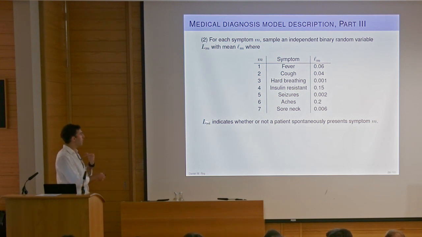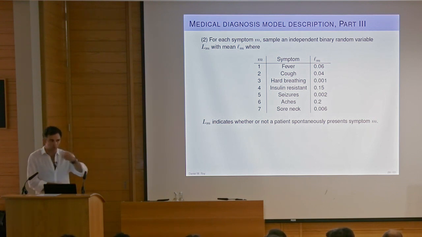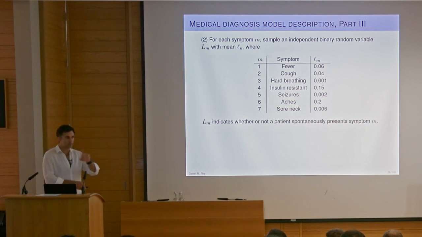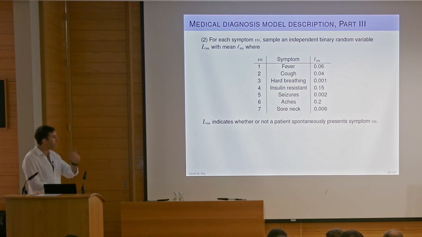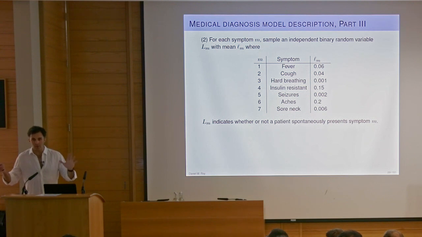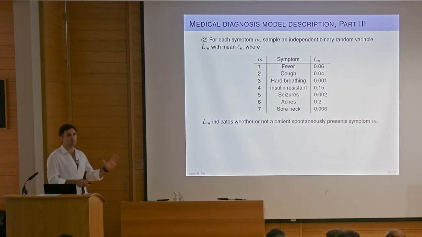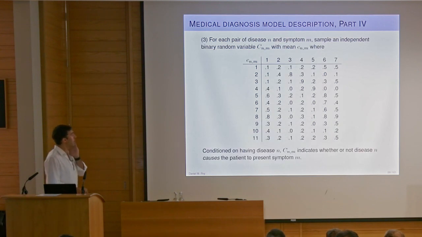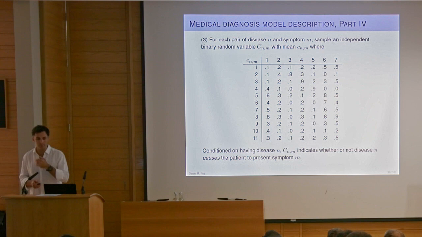So what do these represent? If LM for some particular symptom is 1, and I'm talking about one patient here, by the way, this whole time I'm just talking about the symptoms and diseases associated with one patient, that means that for no particular reason, there's no causal link to a disease, this person is spontaneously presenting this symptom. So this represents the possibility that there's an unexplainable symptom. It just comes from nothing. That's LM.